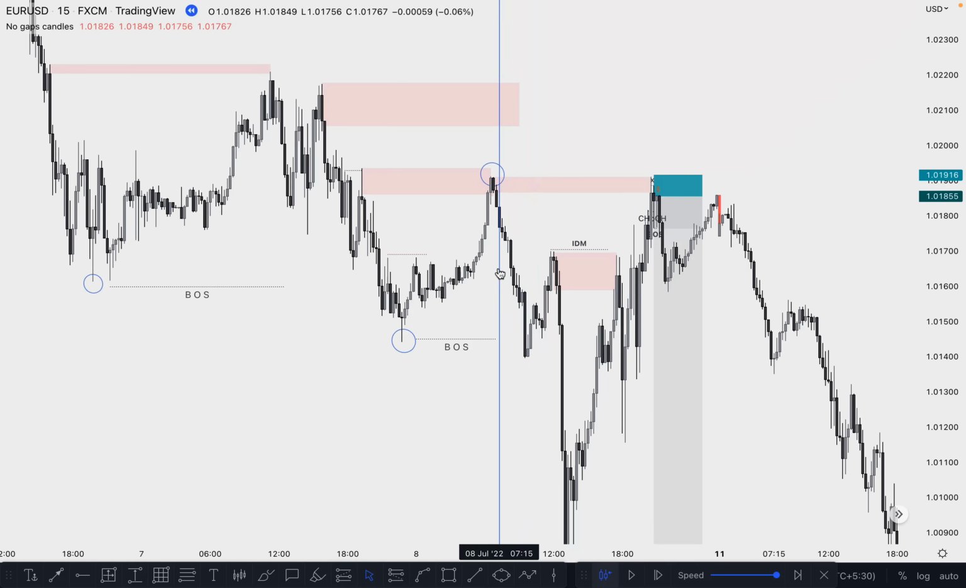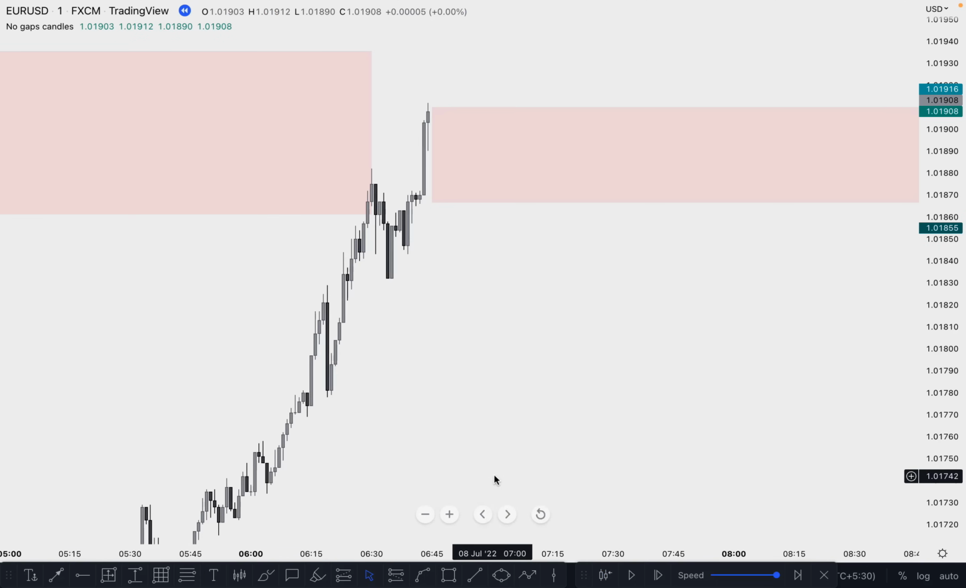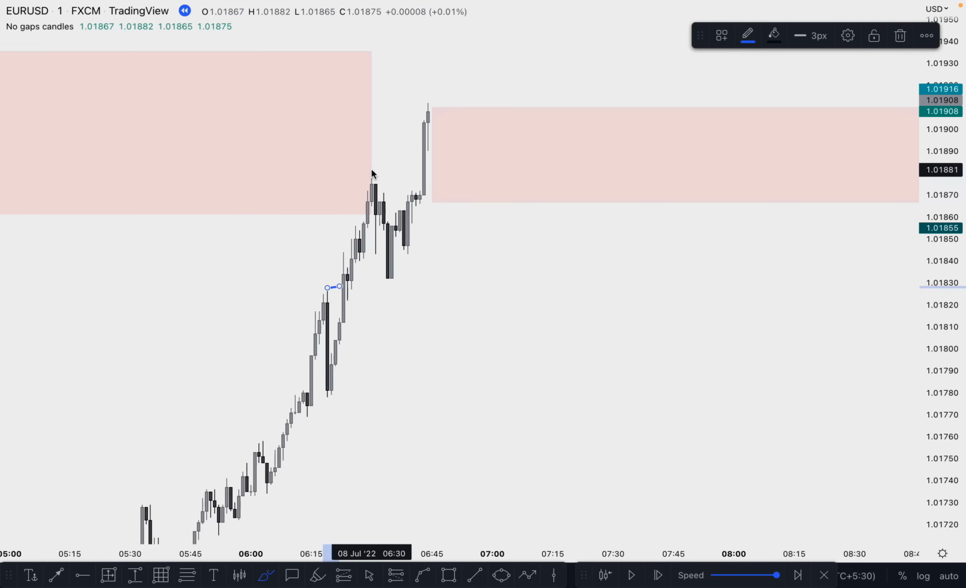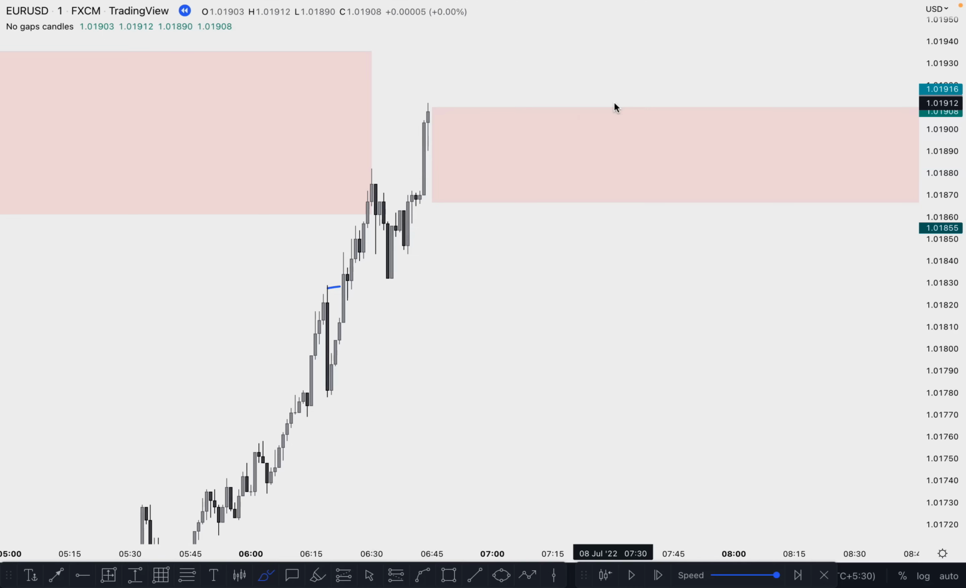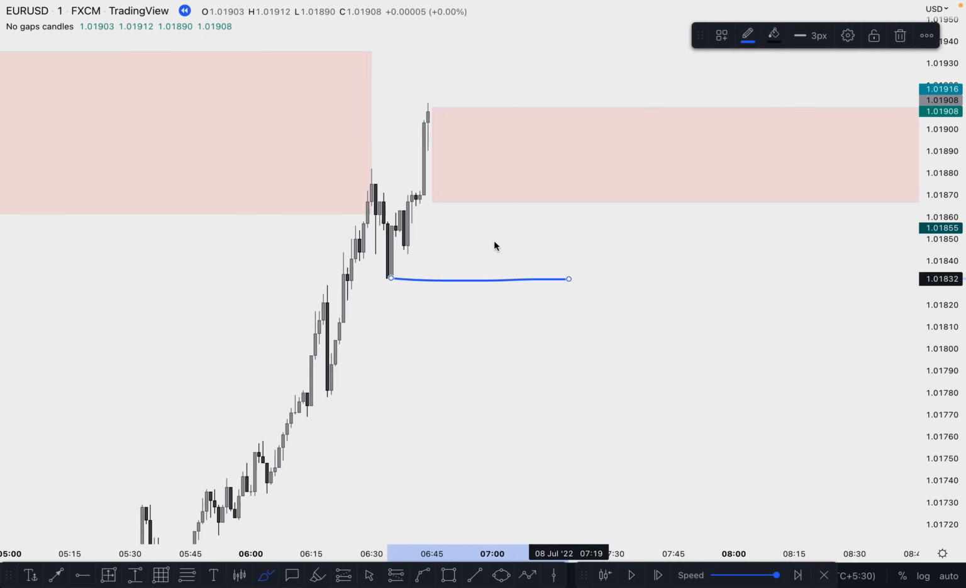Now let's switch into this POI in the lower time frame. In this case, you can see the market momentum is bullish in the lower time frame and creating a structure of higher highs, and we should wait for the break of structure here, the change of character, and then we can sell.